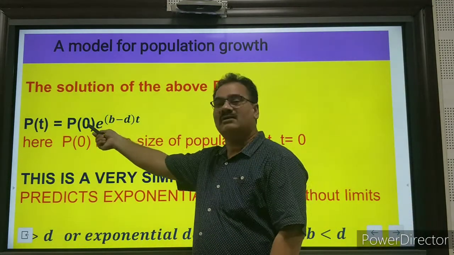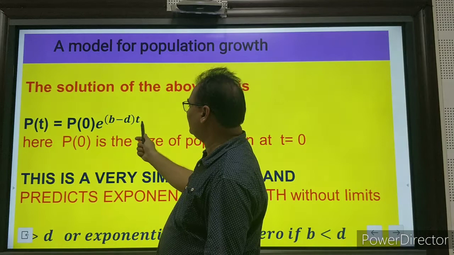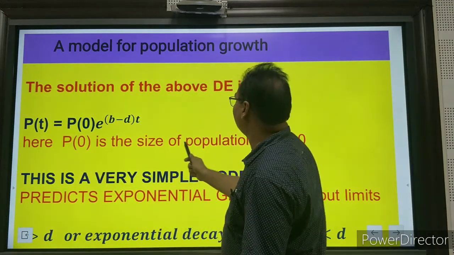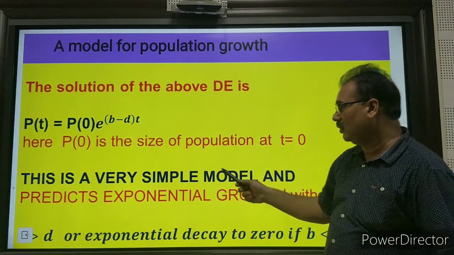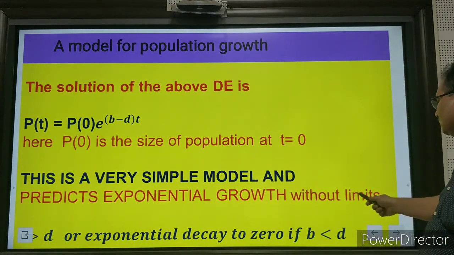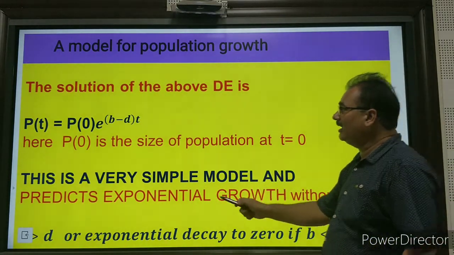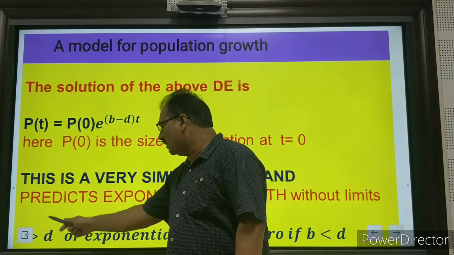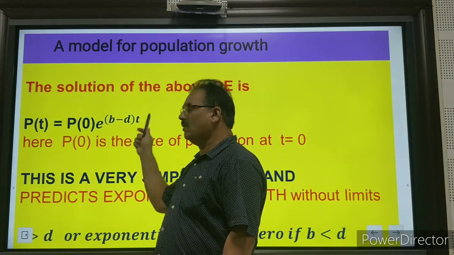So now the constant is here p naught, and p = p naught e power (b minus d)t. Here p naught is the size of population at t is equal to 0. This is a very simple model and predicts exponential growth without limit. And if the condition is there, if b is greater than d, this will be positive.